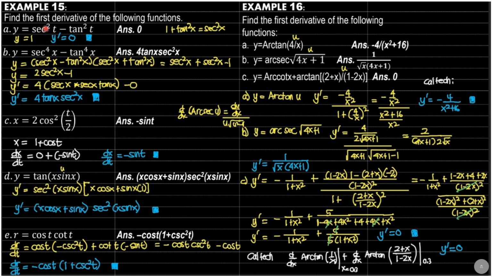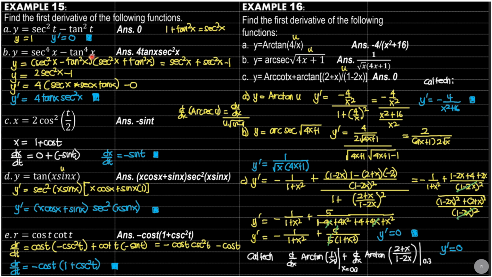Example 15, find the first derivative of the following functions. These are trigonometric functions. So take note that secant square t minus tangent square t is 1. So therefore, y prime, the derivative of 1, is 0. So this is also our guide from cosine square x plus sine square x equals 1. Divide everything by cosine square, so 1 plus tangent square x equals secant square x. So secant square x minus tangent square x is 1.